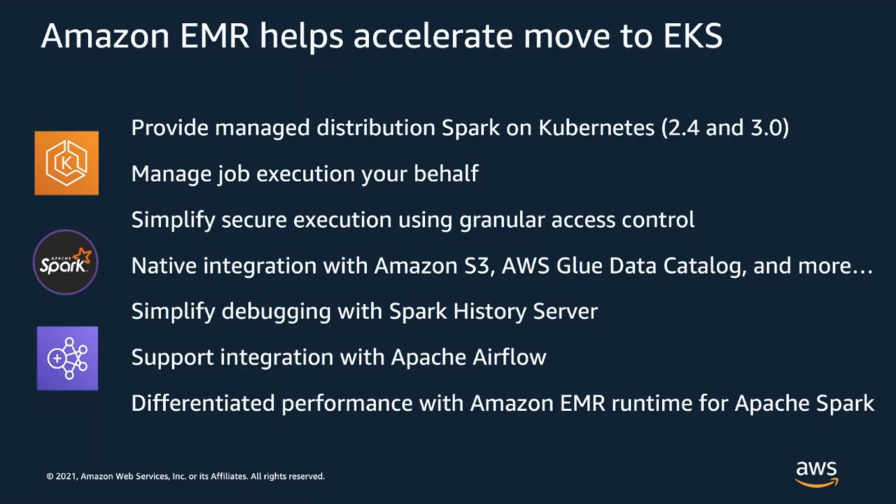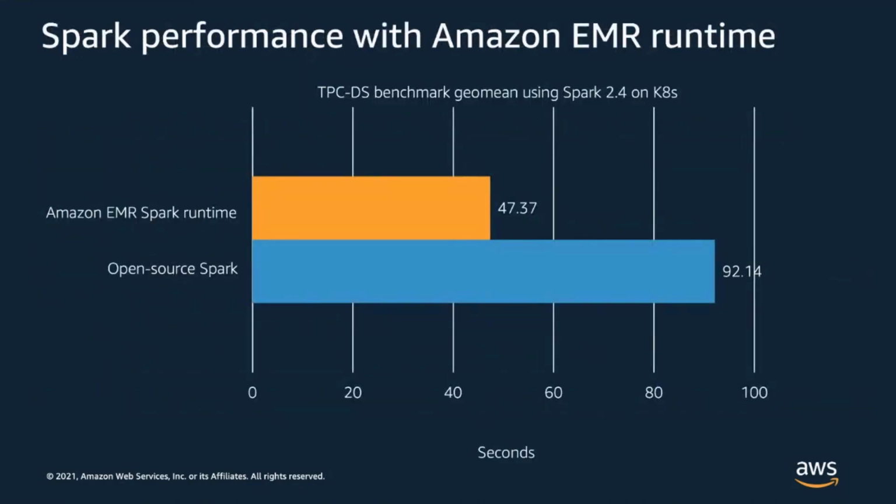Finally, there's a differentiated performance runtime with EMR on Apache Spark. So we've taken Apache Spark and we've done a lot of work, especially over the course of the past year, to make Spark run better and better on EMR, whether that's on EC2 or EKS. So, a pretty chart for you. We took open source Spark and compared that to the EMR Spark runtime, and we just used the standard TPC-DS benchmark. With open source Spark, that took 92 seconds to run, and with the EMR Spark runtime, that took about 47 seconds.